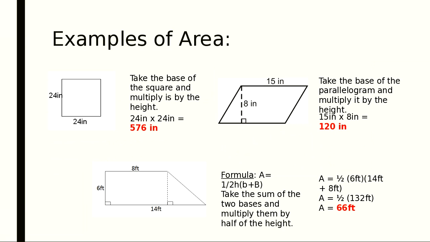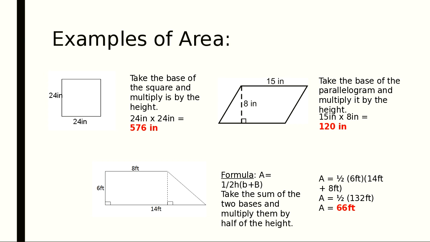So we're going to go over some more examples of area. The first example we have is a square. So we're going to use the formula base times height. So we're going to do 24 inches times 24 inches, which is going to give us 576 inches. The second example is a parallelogram. So we're also going to use the base times height formula. So that's going to be 15 inches for the base and then 8 inches for the height, which is going to give us 120 inches.